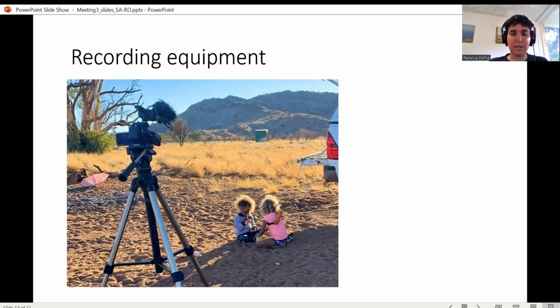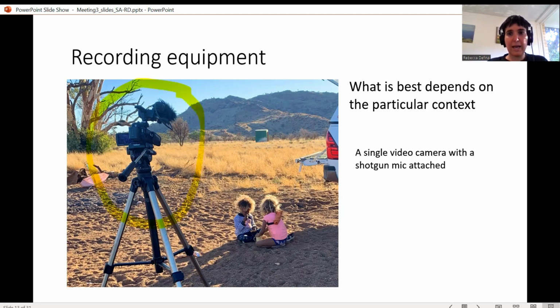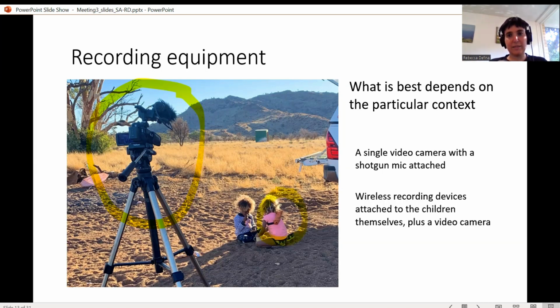Generally, the recording equipment and overall recording setup will vary a lot depending on your context and what you're trying to do. One thing that's really common is to have a single video camera with a shotgun mic attached. This is on a tripod, which gets a broad view of the recording space. And to have individual microphones on each of the children so that you're getting higher quality audio recording for those focus children.